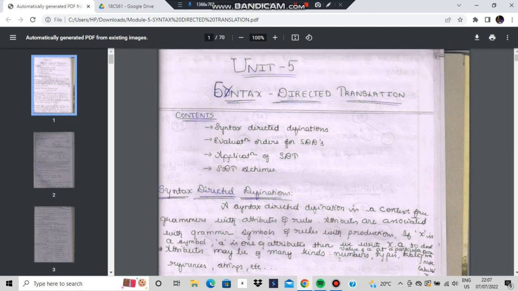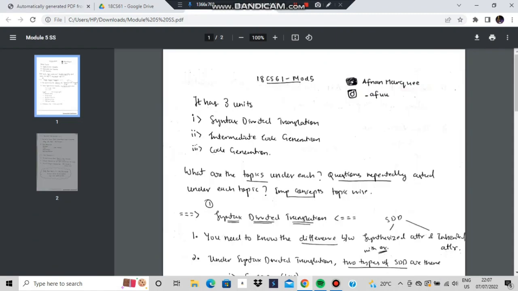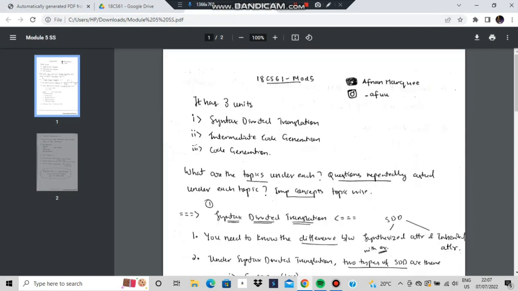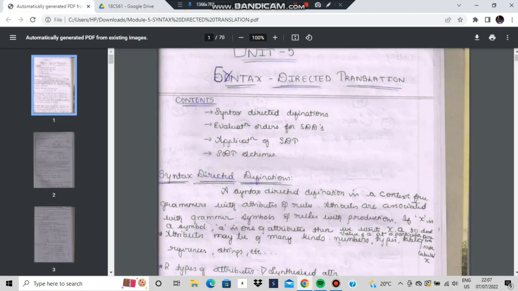Okay, so this is the first chapter, syntax directed translation, and it has 4 topics. So no need to worry about this. I'll tell you what all you need to focus on. The first question to focus on: you need to know the difference between synthesized and inherited attribute. So what is synthesized and what is inherited?